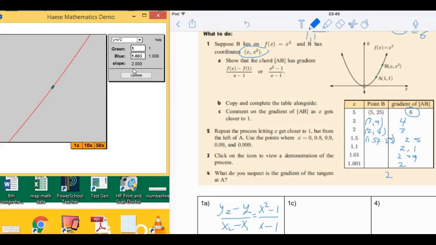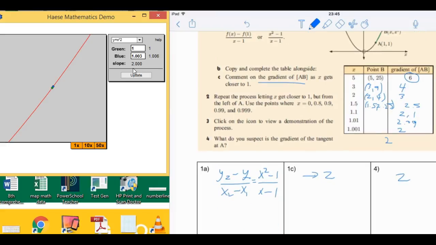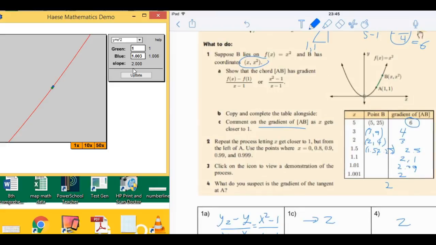Okay, and then let's see, 1c. Comment on the gradient AB as x gets closer to 2. It seems to be approaching 2. And number 4, what do you suspect is the gradient of the tangent at A? 2. Okay, so that was not too bad, right? It's similar to the last one, except this time we're actually looking at the function's equation, x squared.